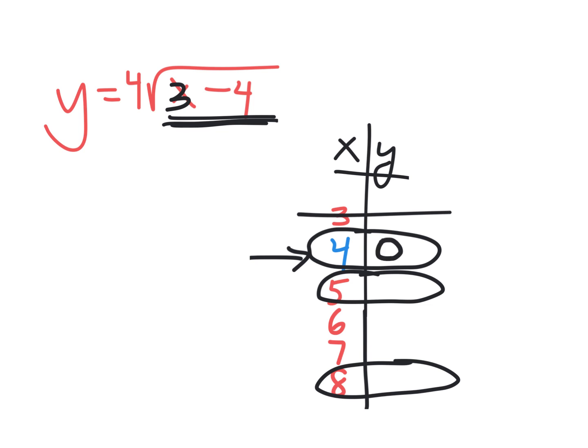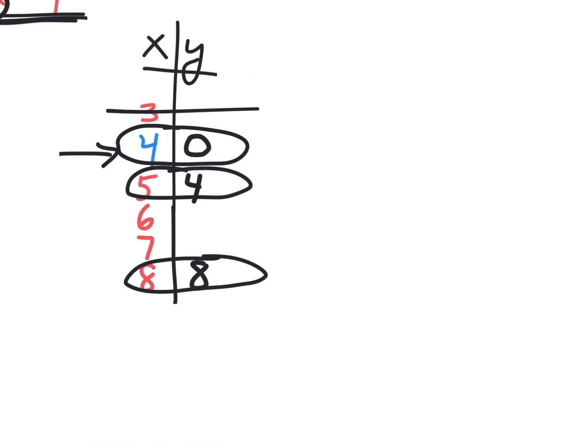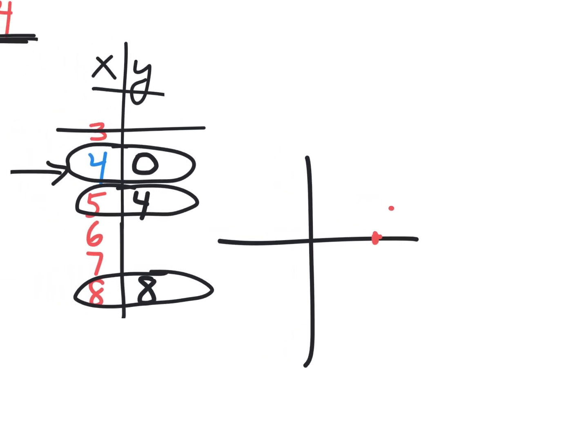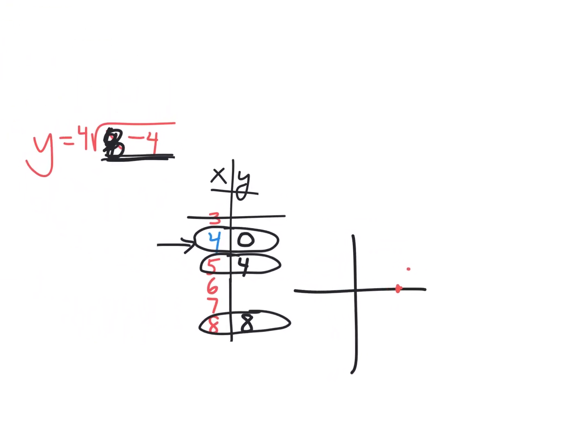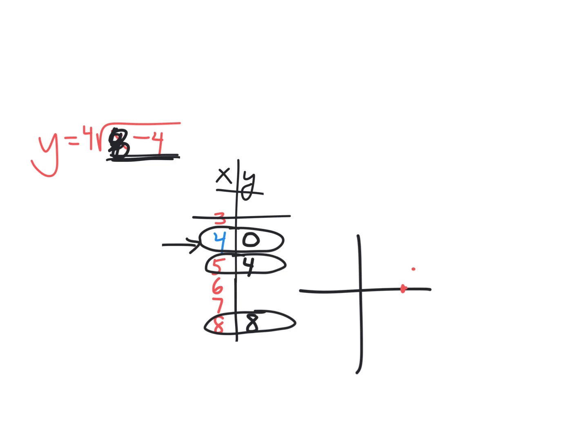So when I put in 4, I get square root of 0, which is 0. 0 times 4 is still 0. So I get 4 comma 0. When I put in 5, I get 4. When I put in 8, 8 minus 4 is 4. Square root of 4 is 2. 2 times 4 is 8. If I graphed these, over 4 up 0, over 5 up 4, over 8 up 8, what the heck?